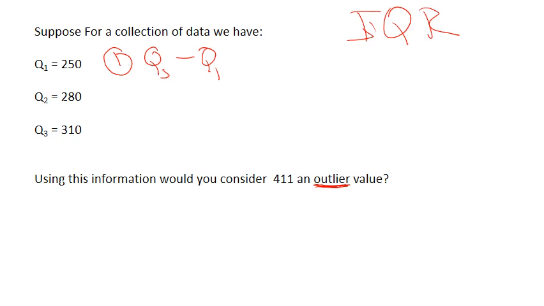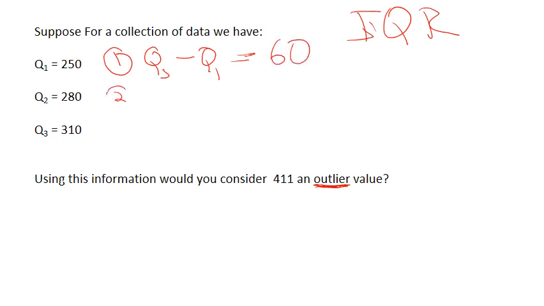Q2, 50% of the data is below it. Q3, 75% of the data is below that number. Q2 doesn't really matter here. Step 1, quartile 3 minus quartile 1. 310 minus 250 is 60.